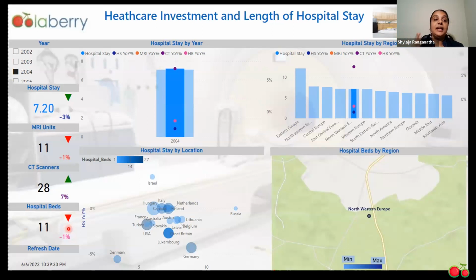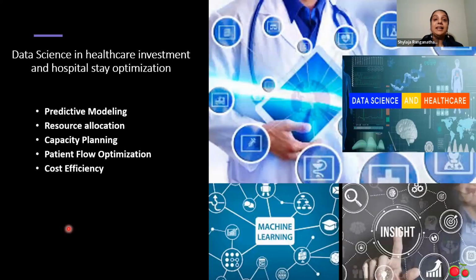Now, our team thought, let's take this data further to data science to investigate which factors have a stronger impact on the hospital stay. In an era where healthcare is vital, we are using data science to understand how MRI unit increase or decrease, CT scanners and hospital beds fluctuations affect the hospital stays. Our goal is to create a predictive model to reduce the hospital stay and optimize resource allocation using data from various countries. We used 32 countries and their years.